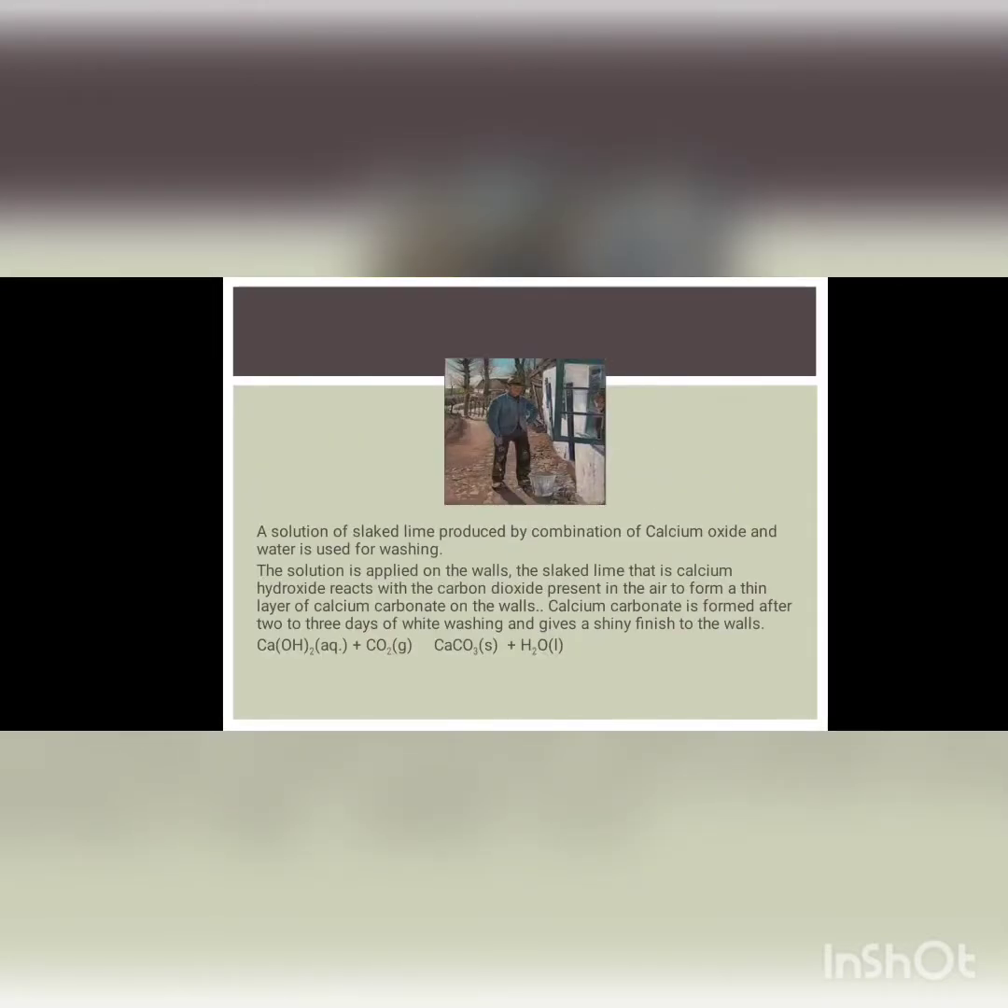Well, this is showing a picture of whitewashing, and whitewashing is done with calcium oxide being made to react with water forming calcium hydroxide. This calcium hydroxide, when it is applied on the walls, after 2 to 3 days, a white color, a shiny surface is going to be obtained. This is because calcium hydroxide combines with carbon dioxide of the air to form calcium carbonate.